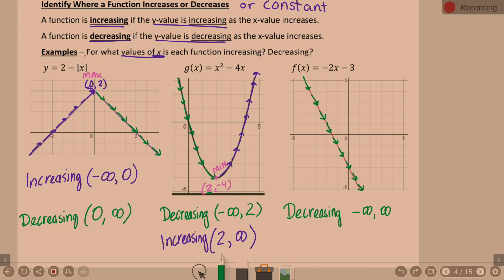And hopefully I've stuck something in your heads: infinities use parentheses. When is this graph increasing? Never. When is it constant? Never. Okay.